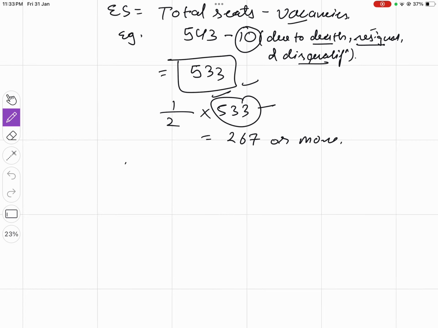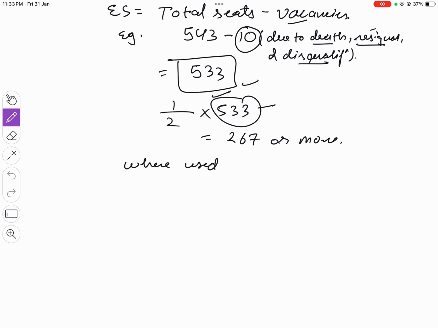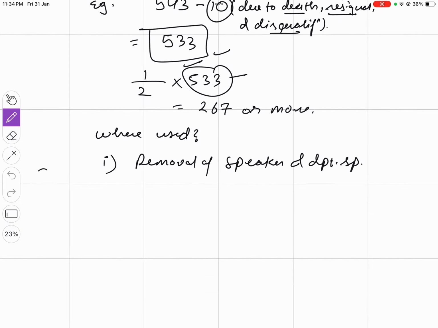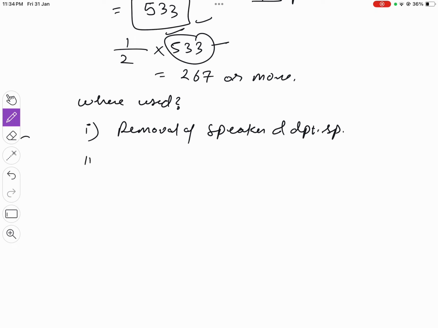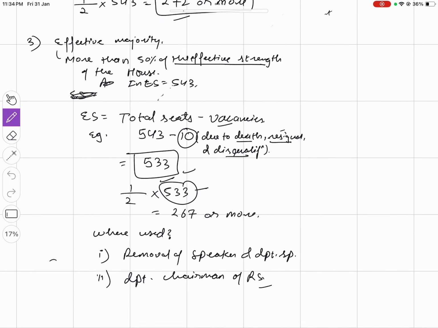Now where is effective majority used? This is used in removal of the speaker, deputy speaker, the chairman, and the deputy chairman of Rajya Sabha. So these are where we use effective majority.